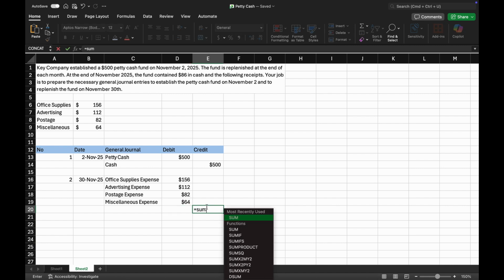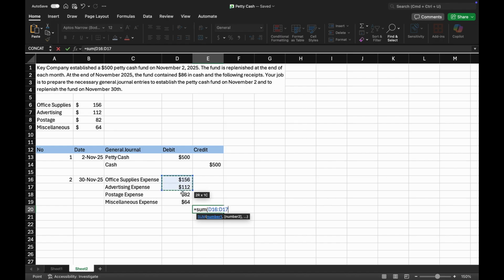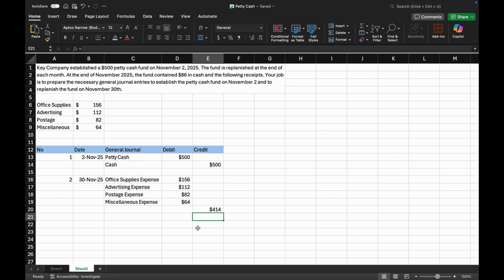Then you should have summed all of these expense account debits to find the amount needed to be credited to the cash account. So if you use the sum function, it comes out to $414 that needs to be credited to the cash account to replenish the petty cash fund.